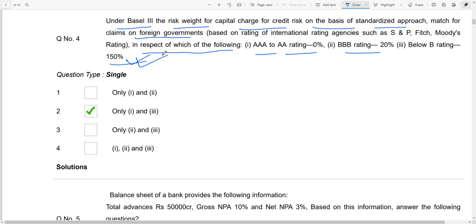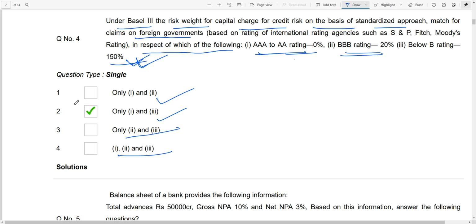I'll read the question once again. Under Basel III, the risk weight for capital charge for credit risk on the basis of the standardized approach matches for claims on foreign governments in respect of which of the following? Triple A to A rating 0%, triple B rating 20%, below B rating 150% risk weight. Options are 1 and 2, triple A to A rating and BBB rating; 1 and 3, triple A to A rating and below B rating; only 2 and 3; and 1 to 3.